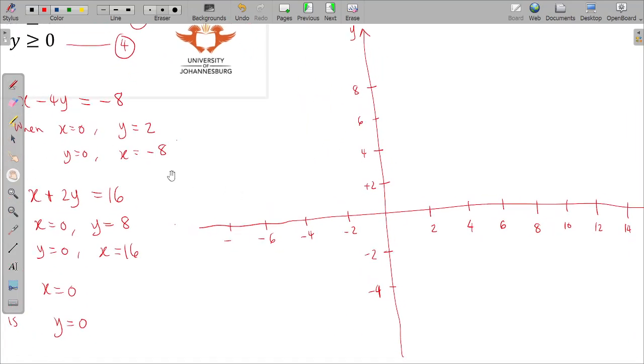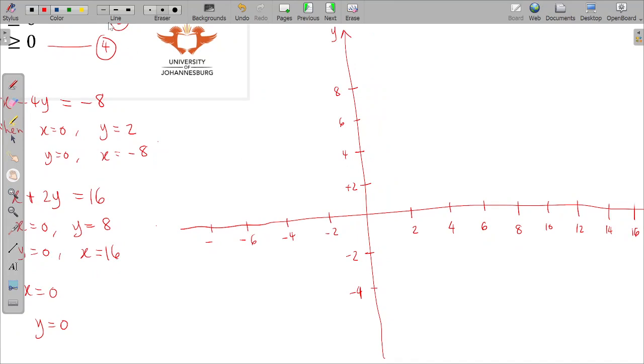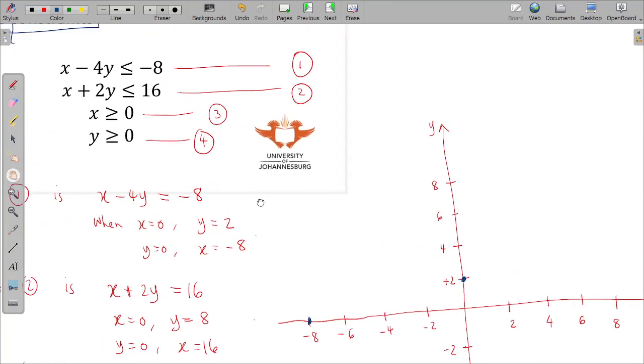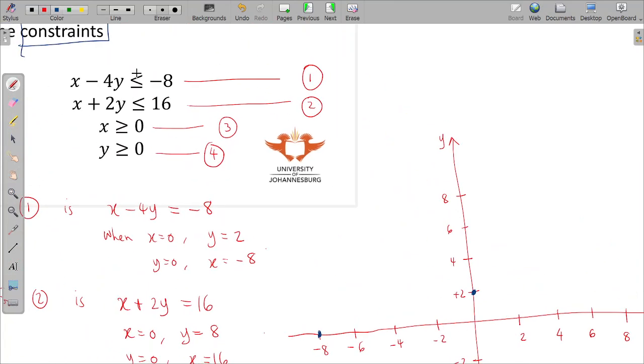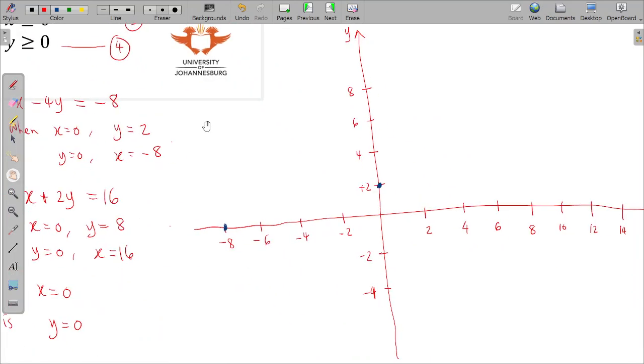All right, so let's go. For this one, when x is 0, y is 2. And when y is 0, x is minus 8. Okay, I didn't write this one. Okay, let's look, maybe it's a dotted line or a solid line. Don't forget that also. They are both solid lines. Okay, so I draw a solid line here. It must be a straight line.